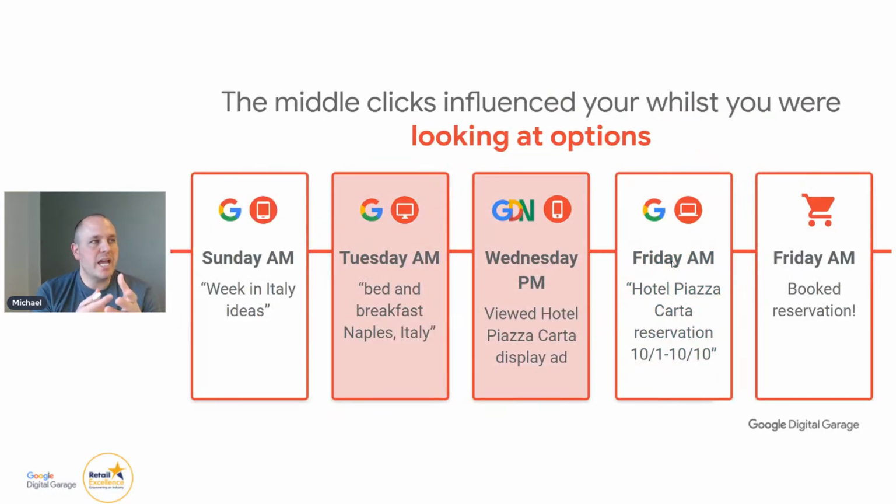The middle clicks influenced your decision though, didn't they? They started to confirm the locations that you were looking at, nail it down and shrink all of the choices that you have, and take away some of the bad ones. So should we assign any value there?